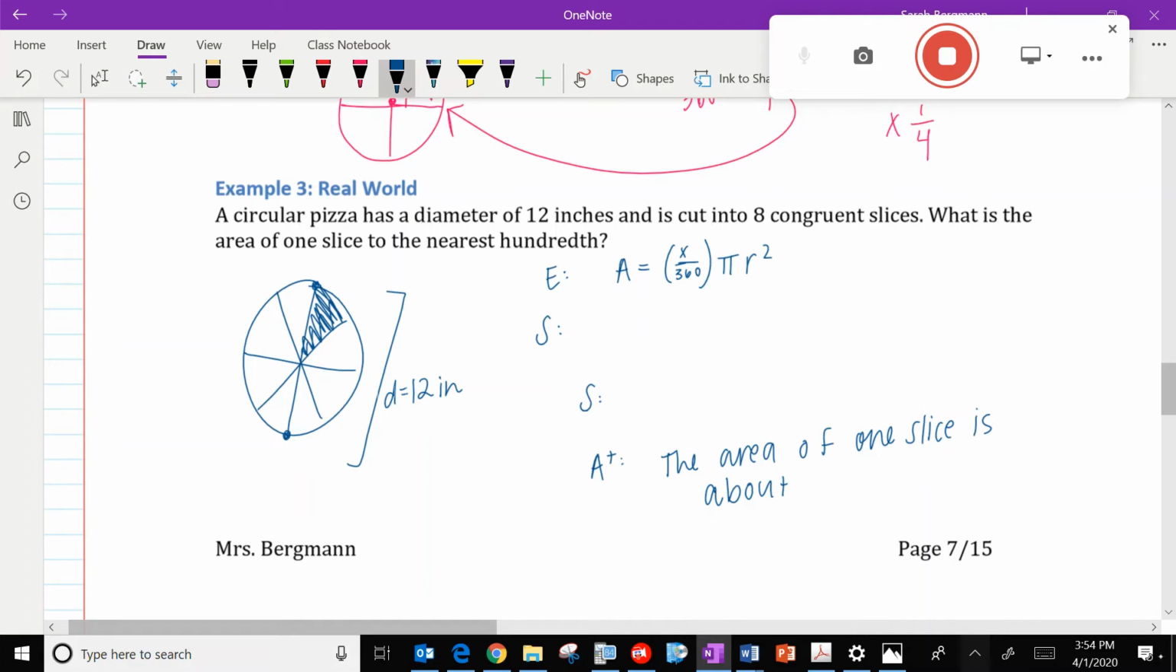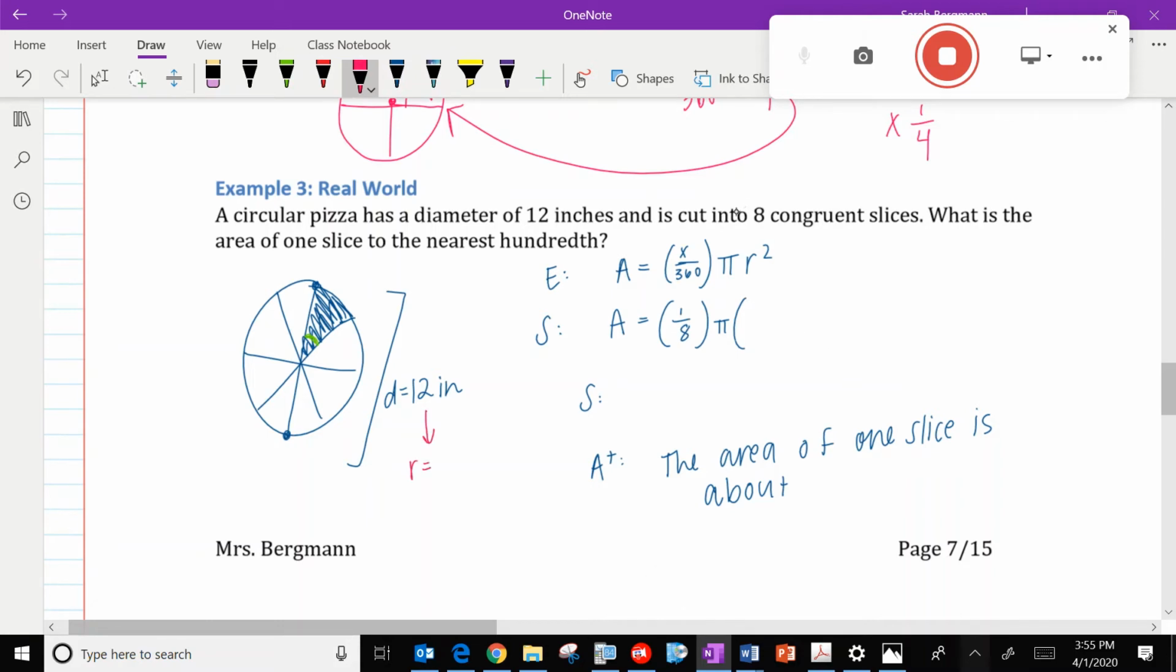This slice of pizza is represented by a sector. So we know that the formula is going to be what we just wrote down, x over 360 times pi r squared. Now, we could go ahead and find that central angle measure by dividing 360 degrees by 8. However, it's not really necessary because we already know what fraction of the circle we're talking about. This one piece of pizza is 1/8 of the entire circle, or the entire pizza. So if we take 1/8 of the whole area, it'll give us the area of this one piece.